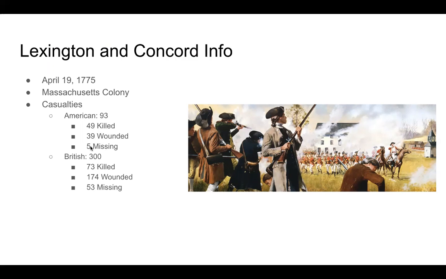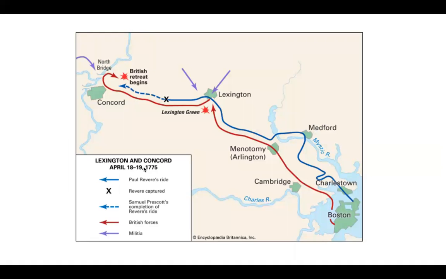So for your notes, you just need to write down this number. I just want to show you this big number right here. For American casualties, 93; British casualties, 300. So I'm going to show you the map here. This is the British route right here, what they walked. You also notice that there is Paul Revere's ride here.